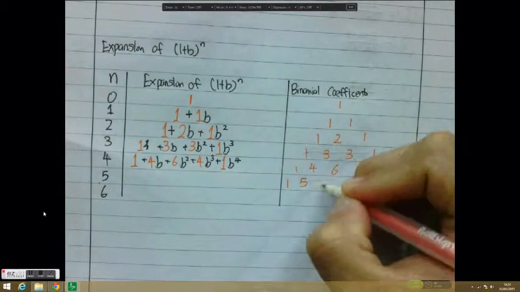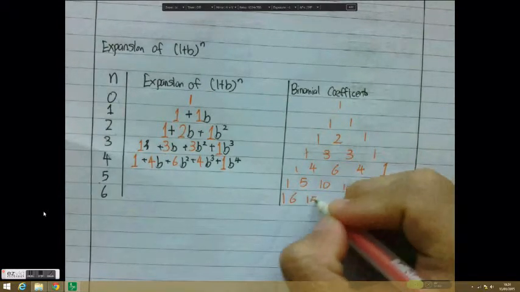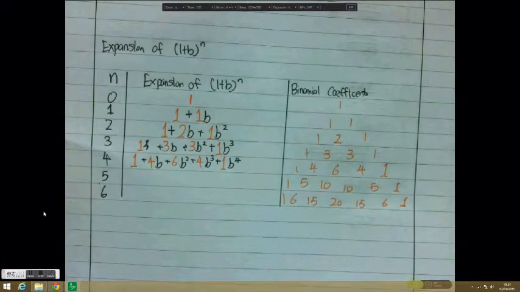And it should be 1, 5, 10, 10, 5, 1. Okay, for power of 6 I get 1, 6, 15, 20, 15, 6, and 1. So you notice that there's a pattern there. This pattern over here, we call it Pascal's triangle, because this guy, Blaise Pascal, was the one that actually discovered this pattern, and so we name it after him.